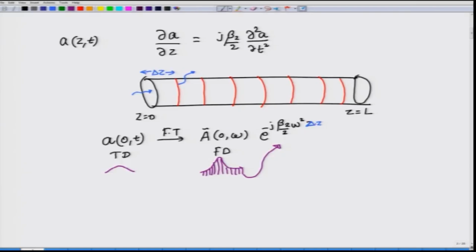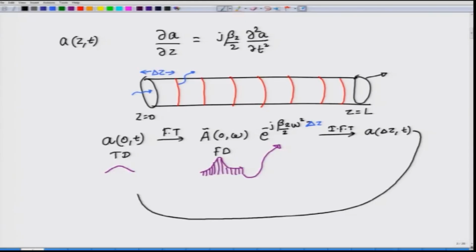Now, what is the next step? After doing this, I need to take the inverse Fourier transform. When I do that, in the time domain I obtain the pulse which has now propagated a distance delta z away from z equal to 0, and I know how it looks in time. And how do I obtain what would be the output at z equal to L? I simply repeat this process of taking the Fourier transform, propagating through a distance delta z, and then taking the inverse Fourier transform. Again I do it, again I do it.